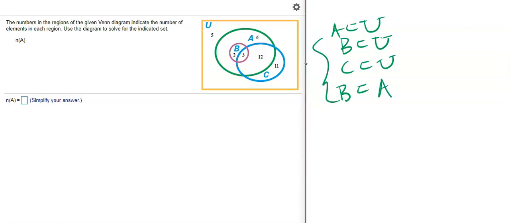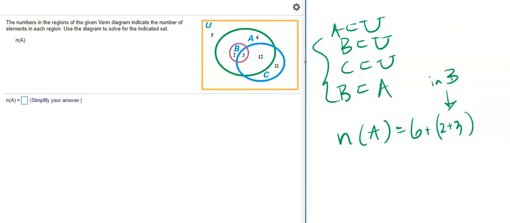Now what about this one? We have some numbers in these regions, and we are hoping to figure out how many elements are inside of A. Looking for that one, the number of elements inside of A. Well, do you notice that there are 6 elements inside of A that are not inside of B or C? But then these elements that are inside of B, there's 2 and 3 more of them, so there's actually 5 elements inside of B. I will say 2 plus 3, because these are inside of B, but B is also a subset of A, so they're in A as well.